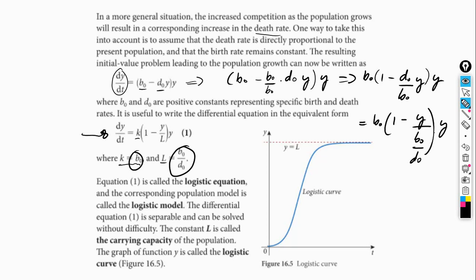Equation 1 is called the logistic equation, and the corresponding population model is called the logistic model. The differential equation 1 is separable and can be solved without difficulty. The constant L is called the carrying capacity of the population, and the graph of function y is called the logistic curve, which can be seen here in figure 16.5. So notice how initially the growth rate is exponential, and then as it reaches the value L, which is the carrying capacity, it starts to remain at that level.